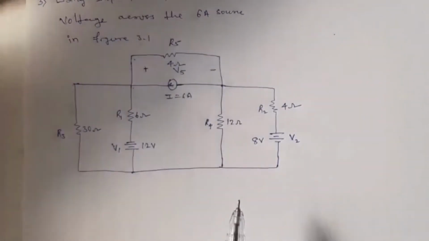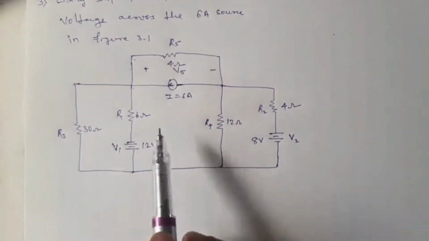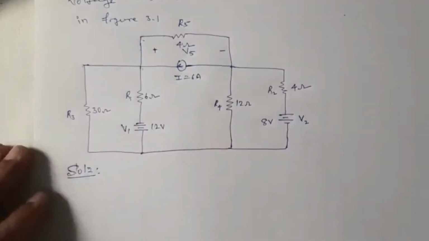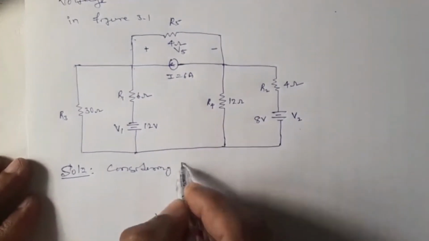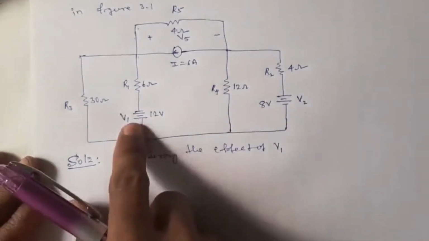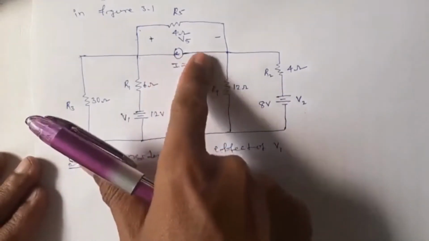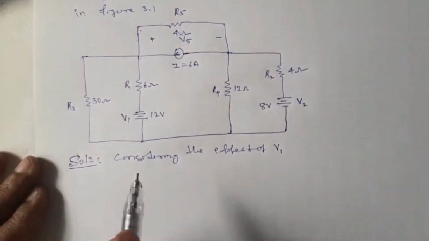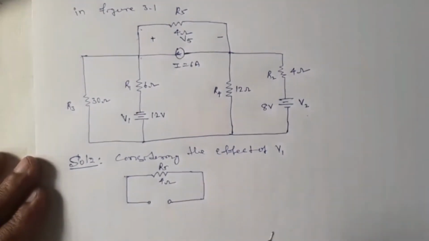Okay, so we have R1 here, R2, R3, R4, R5, and this is V1, V2, and this is the I current source. As usual, we'll consider the effect of one source at a time, considering the effect of V1. So if we consider only the effect of V1, this will become short circuit and this will become open circuit. So it means this current source will be open circuited, this V2 will be short circuited. I'll redraw this. Here you have R5 which is a 4 ohm resistor. This will be open circuited.